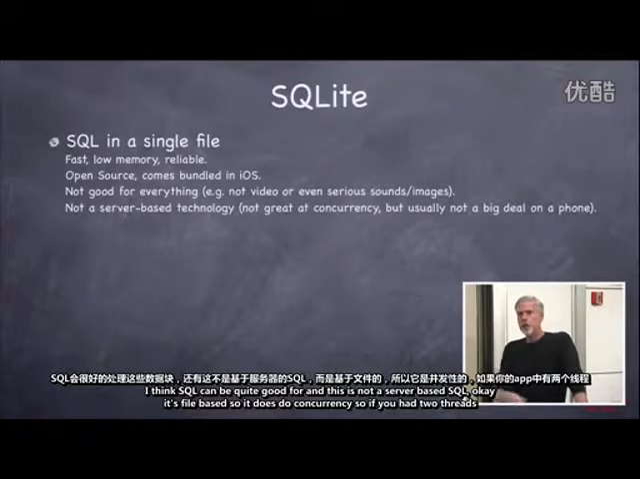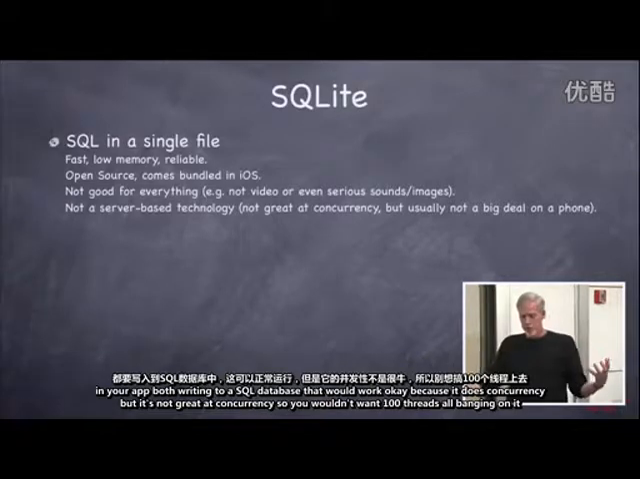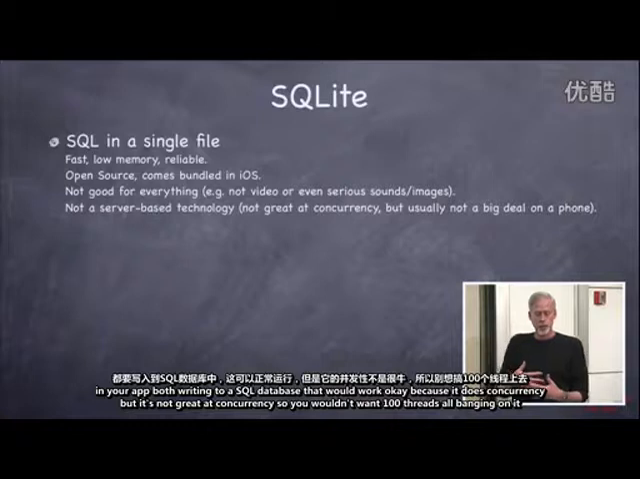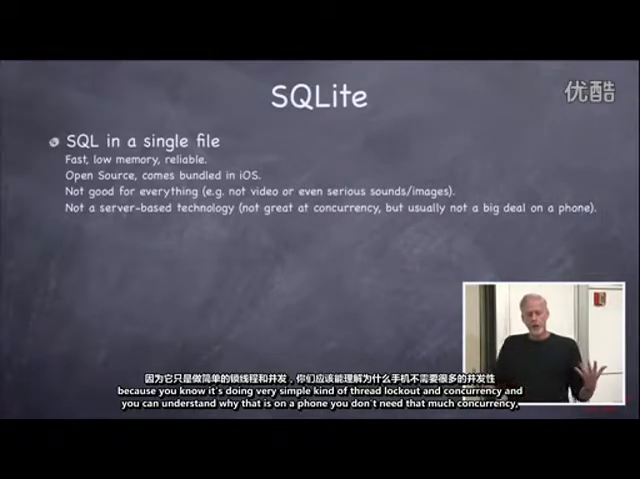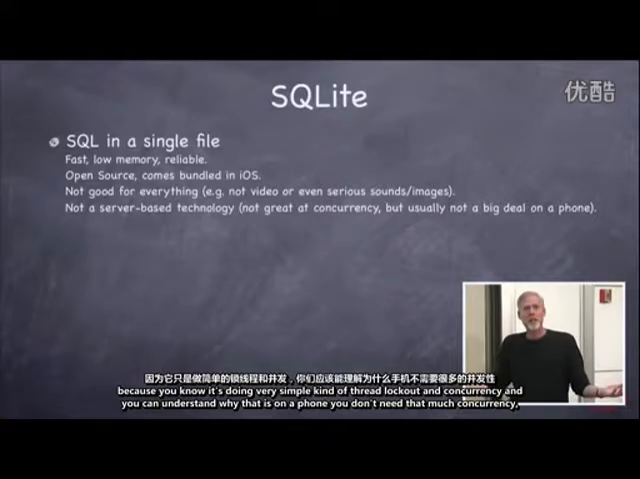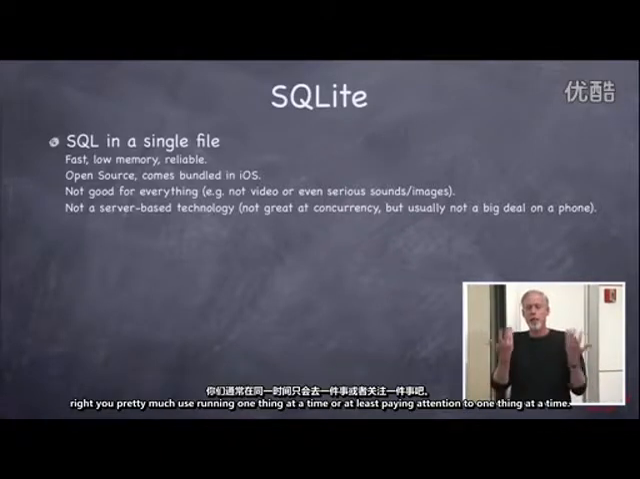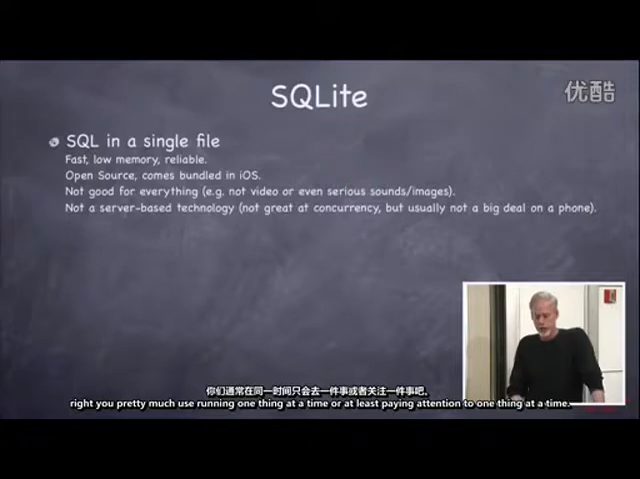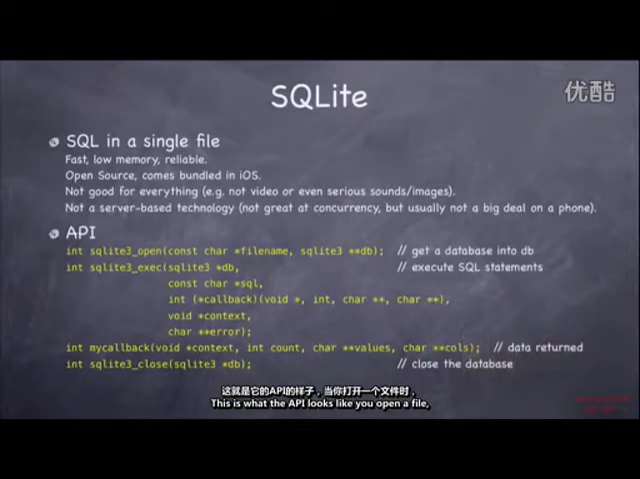And this is not a server-based SQL, okay? It's file-based. So it does do concurrency. So if you had 2 threads in your app, both writing to a SQL database, that would work, okay, because it does concurrency. But it's not great at concurrency, so you wouldn't want 100 threads all banging on it, because it's doing very simple kind of thread lockout and concurrency. And you can understand why that is. On a phone, you don't need that much concurrency, right? You pretty much have users running one thing at a time, or at least paying their attention to one thing at a time. This is what the API looks like.